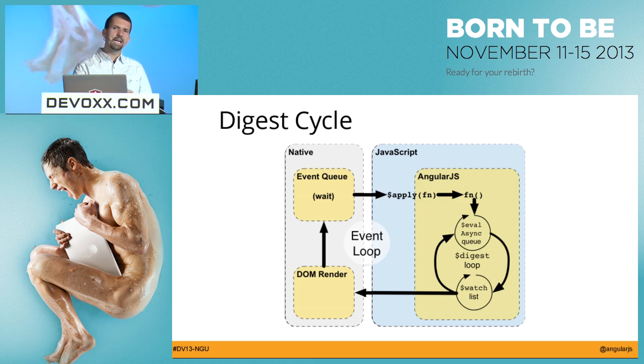So by carefully looking at the kinds of directives that are used within the application, we can actually narrow down the list of events that we should care about, which could potentially lead to change in the model.